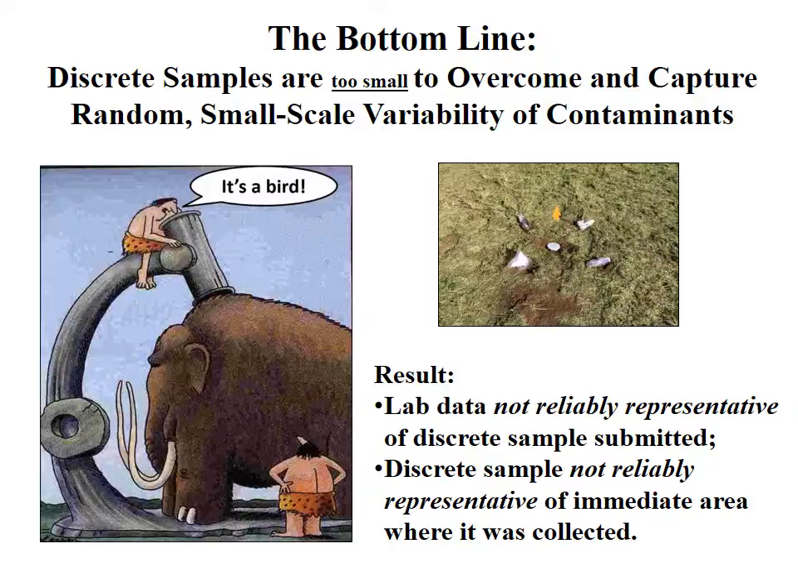The reason it's taken longer to catch on in the environmental industry is there's no test of the reliability of your data like there is, say, in a mining or mineral exploration investigation, where you quickly find out if your data for gold or something in the soil or in the rocks was erroneous when you set up an operation to extract that gold from the rocks, and you find out there's actually nothing there, or maybe there's a lot more there than you thought in the first place. So in the end, the bottom lines are that the laboratory data for discrete samples are not reliably representative of the discrete sample submitted, and the discrete sample is not reliably representative of the immediate area where it was collected.